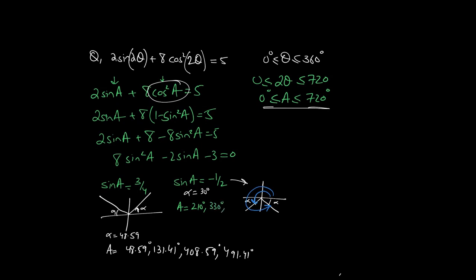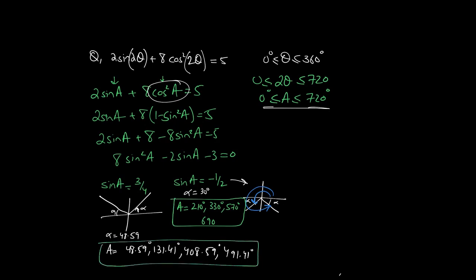Now these are just the two angles from 0 to 360. You need to go till 720. So in 210 you'll add 360 and you get 570 degrees, and you add 360 to 330 and you get 690. Okay, so these are the angles for A from here, and these were the angles of A from here.